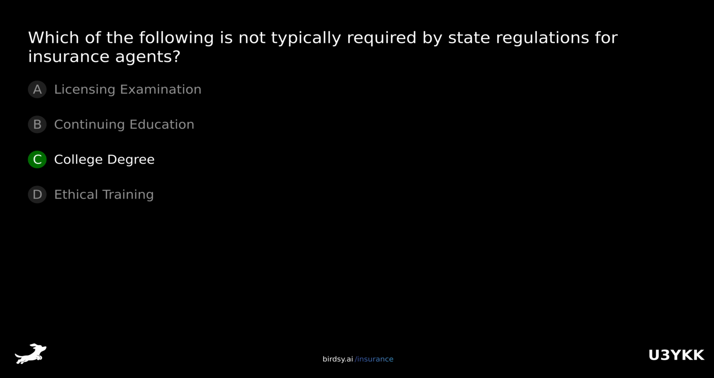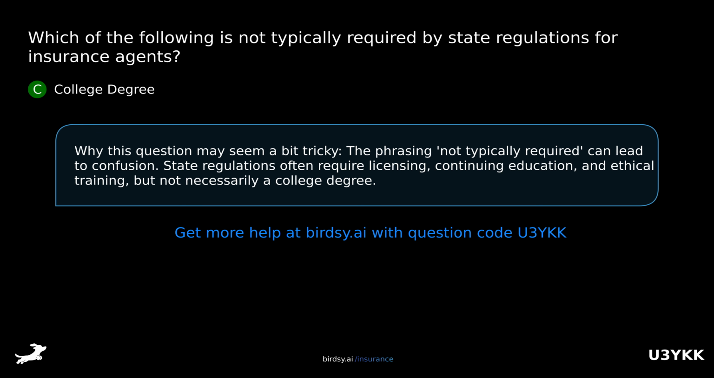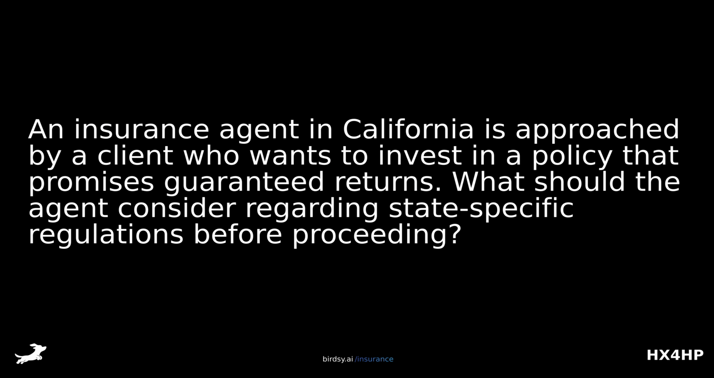The answer is C, college degree. Why this question may seem a bit tricky: the phrasing "not typically required" can lead to confusion. State regulations often require licensing, continuing education, and ethical training, but not necessarily a college degree. An insurance agent in California is approached by a client who wants to invest in a policy that promises guaranteed returns. What should the agent consider regarding state-specific regulations before proceeding?